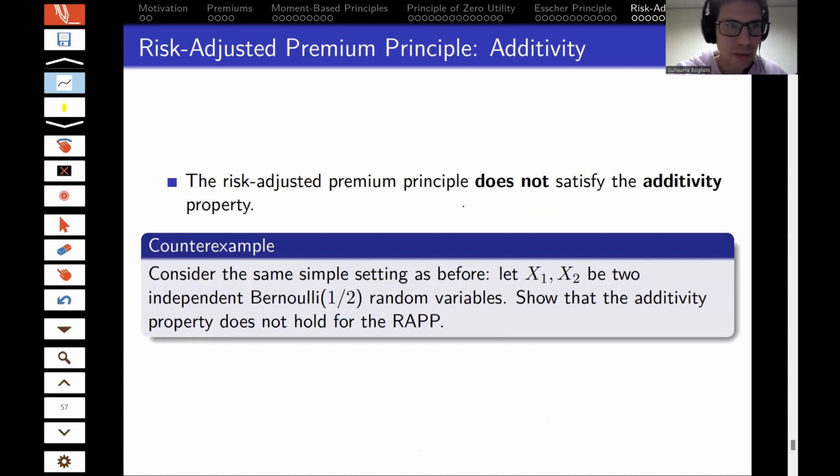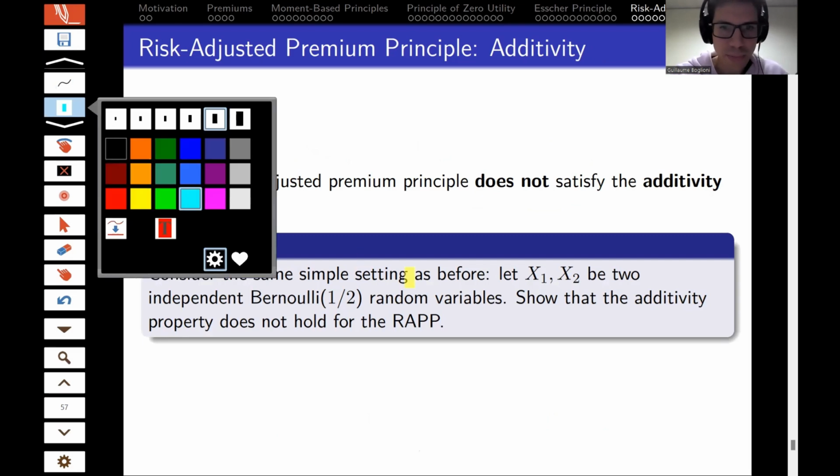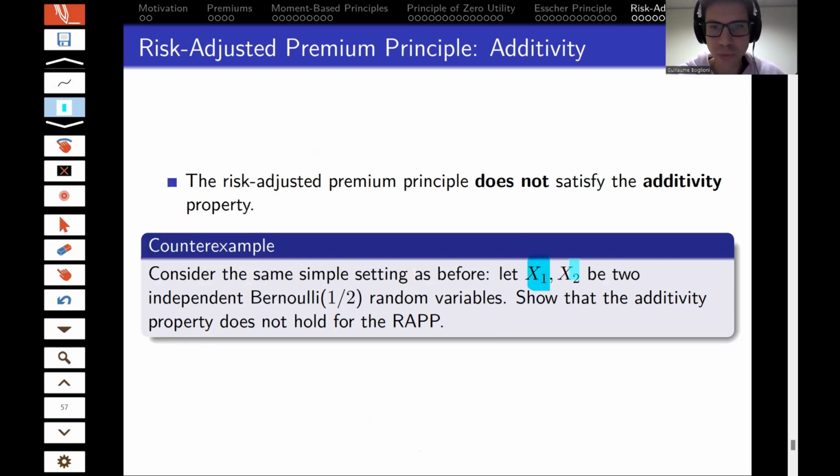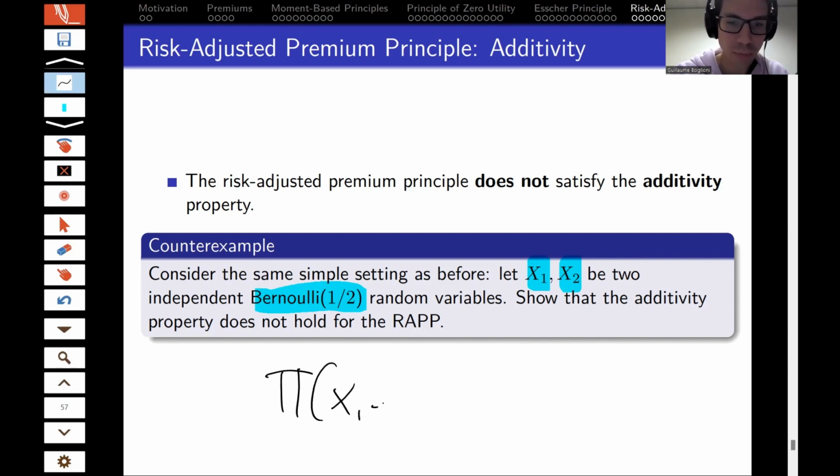I think here we take the same simple setting as before. Let's have x1 and x2 be two Bernoullis, and use this setting to show that the additivity property doesn't hold. So you find a premium of x1 plus a premium of x2, and you check that it's not equal to the premium of x1 plus x2 taken as a unique random variable. You see this as its own unique random variable.